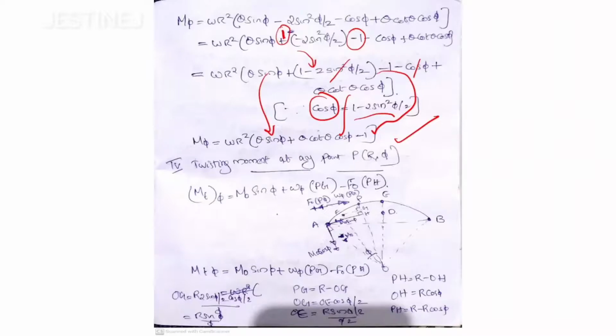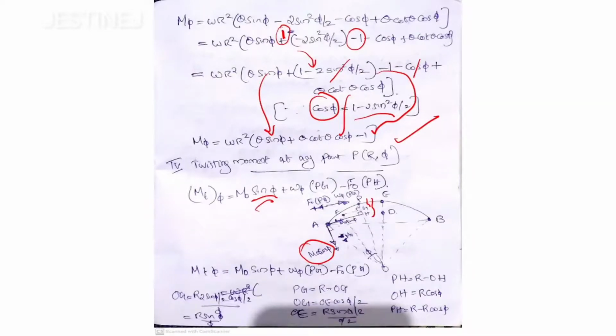Then coming to the twisting moment, if you observe, this will be your general equation: M0 sin phi plus W phi PG minus F0 PH. In this case, M0 sin phi will have the role, and for M0 cos phi there is no role for the twisting moment. So M0 sin phi will be acting in the same direction, and this lever arm distance and PH also you have to take in this way.